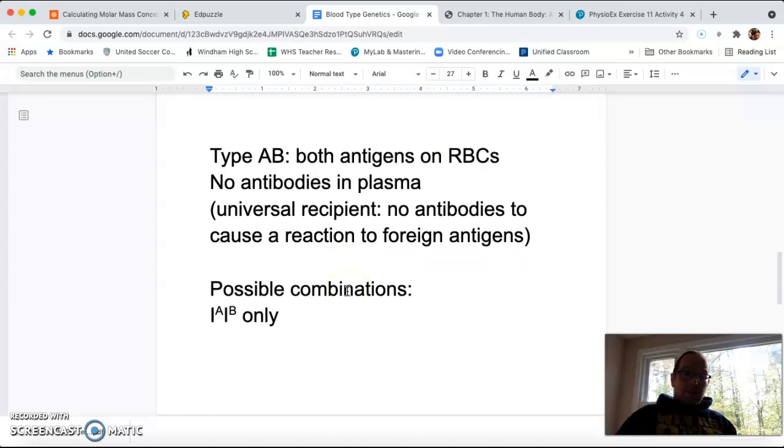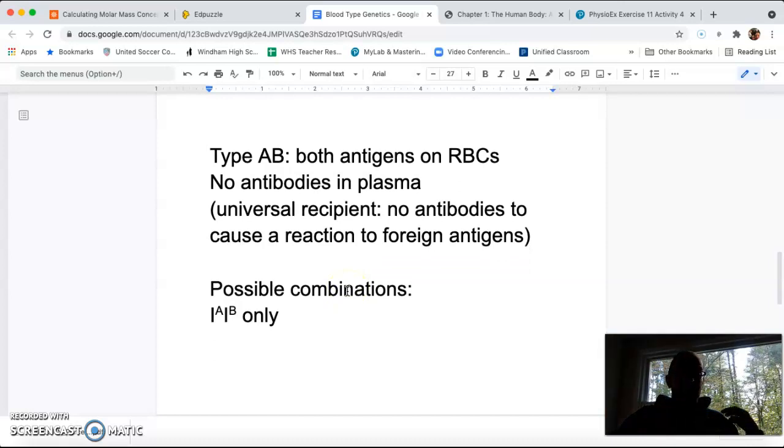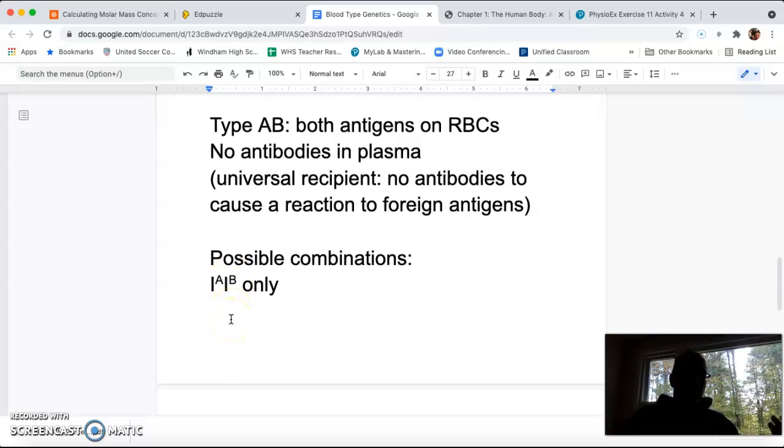If you have type AB, you have both antigens on your red blood cells, and you have no antibodies in your plasma. Now, from your standpoint, that's a very good thing because you are what's called a universal recipient. If someone donates blood to you, anybody can give you blood because you don't have any antibodies that will trigger that immune response that will cause that blood to clump up if foreign antigens enter, because you have all the antigens. Of course, since these two alleles are co-dominant, the only way you're going to get type AB blood is if you get 1 A and 1 B.